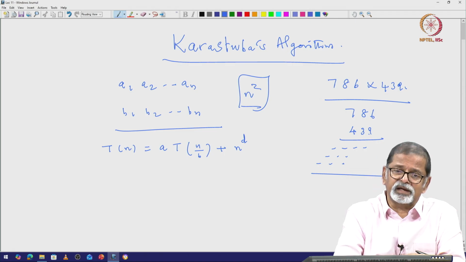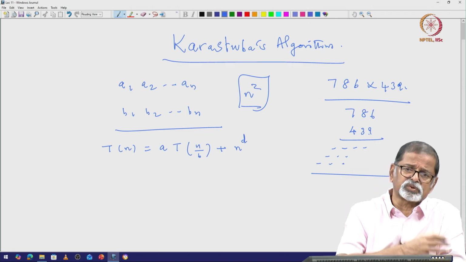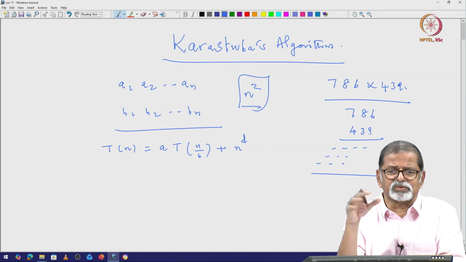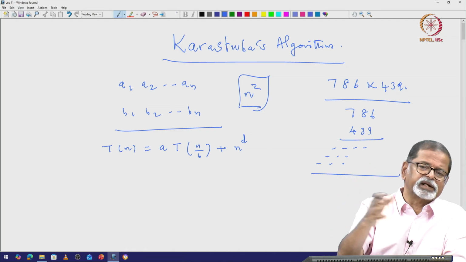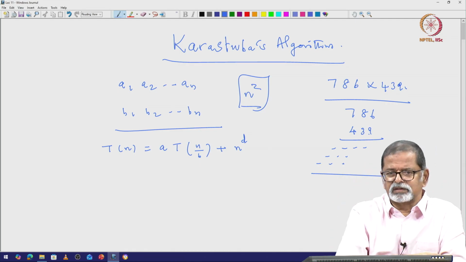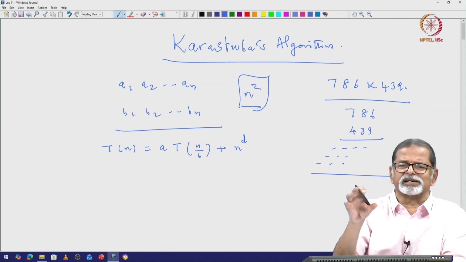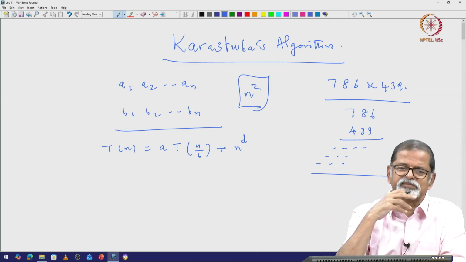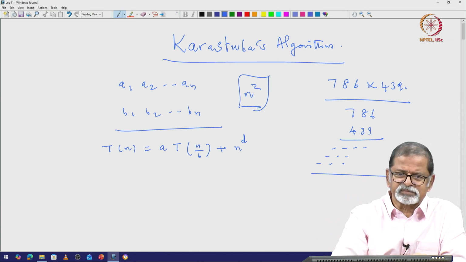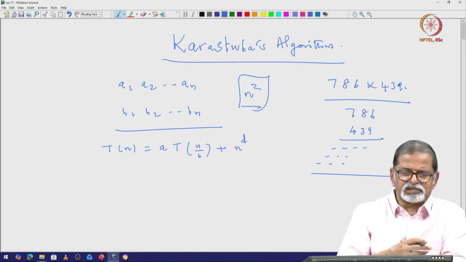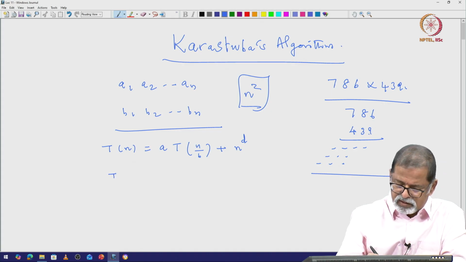N power d is the total cost, anything other than the recursive calls. For example, for splitting you might have taken some operations, combining you might have some operations, all put together, anything other than the recursive calls in the code. And the base case is trivial, we just assume that T of 1 is some constant C.